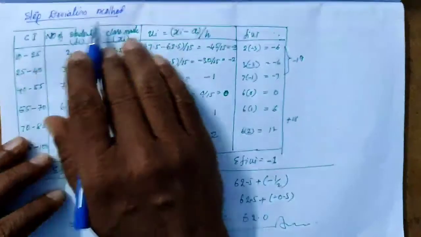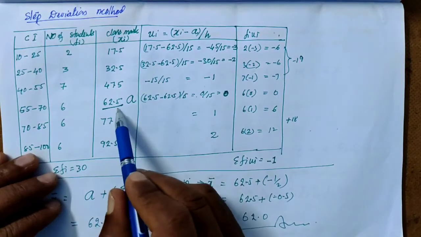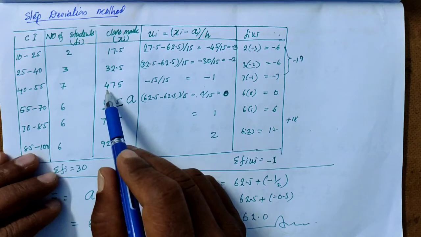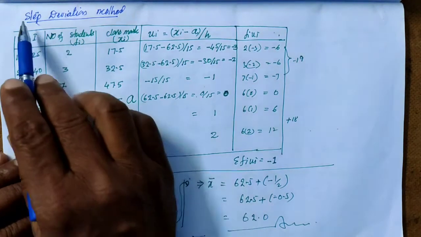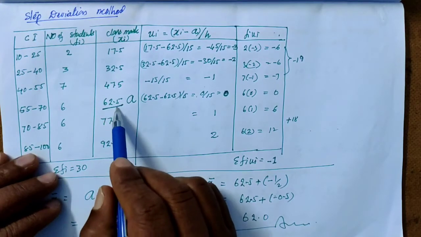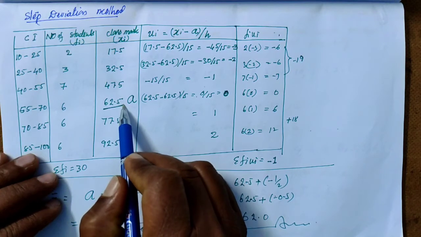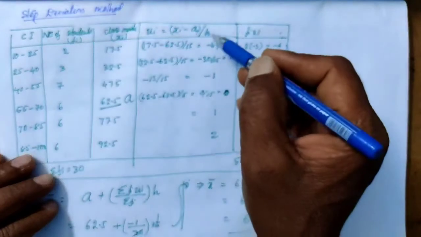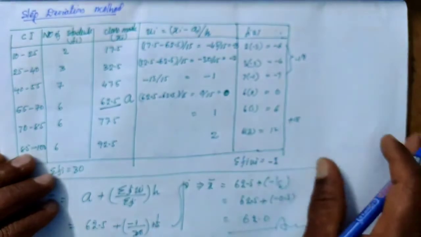Okay, the step deviation method. The assumed mean is taken as the middle one. In the middle we have two values, 47.5 and 62.5. In the step deviation method, either of these is taken as the assumed mean. Here 62.5 is the assumed mean. With the help of this assumed mean, we calculated step deviations, and we already discussed that in an earlier video.